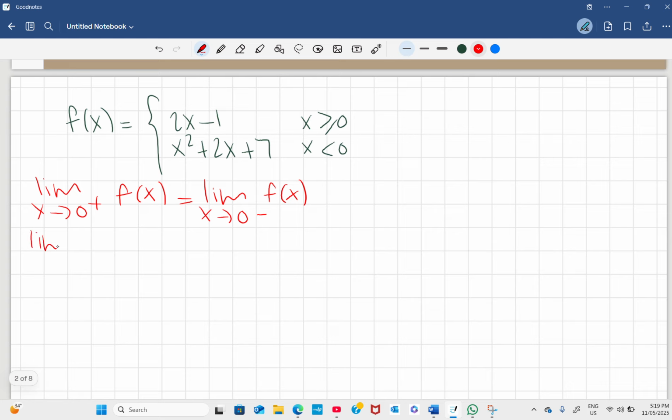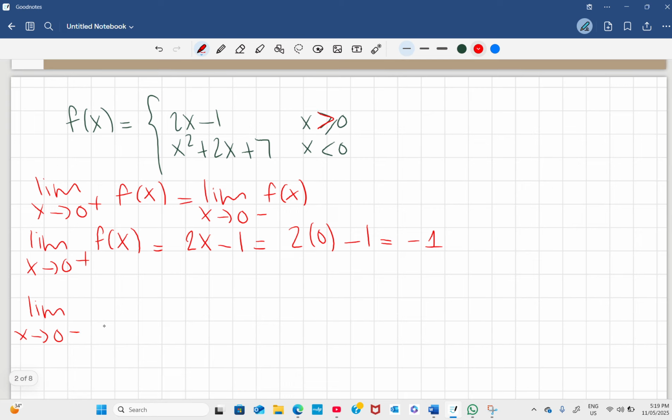So I'm gonna take, first of all, the limit as x approaches 0 from the right side. Which one is it? It's gonna be this one because x is greater than 0. So I'm gonna take 2x minus 1 and I'm gonna substitute 0 into the equation. 0 minus 1, which is gonna give me negative 1. Now I'm gonna find it from the left side. It's gonna be this one since x is less than 0. So x squared plus 2x plus 7 is gonna give me 0 squared plus 2 times 0 plus 7. This is gonna give me 7.